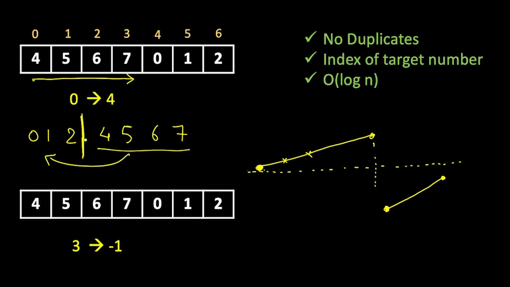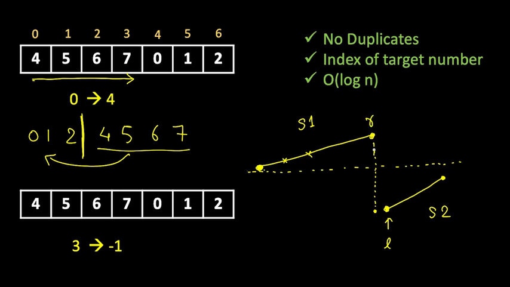It may be possible that they are completely sorted. In that case, the rotation would be by 0. That is, the length of subarray 1 or subarray 2 can be 0. But this is the general case. So first we will try to find this point, the starting point. This was the original starting point, and this was the original ending point.